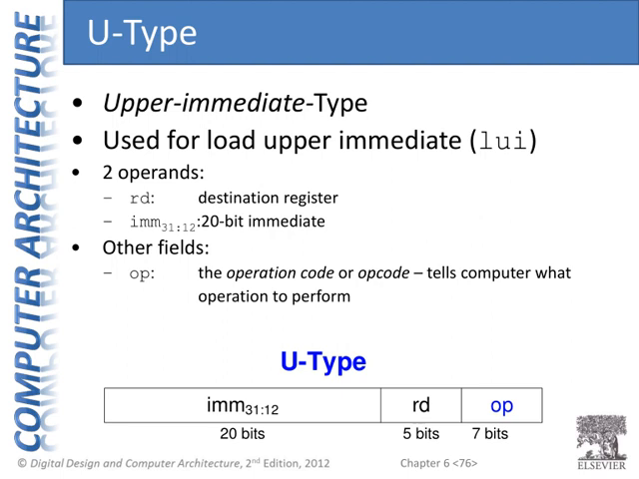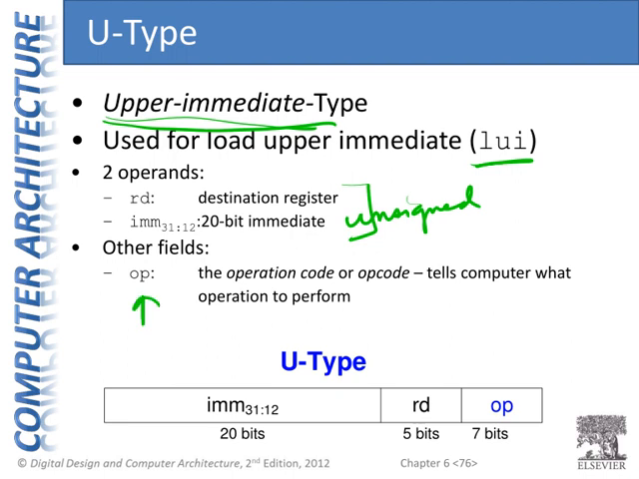Okay, so the next type of instruction, well, the next two types, which are very similar again, are the U-type and the J-type. So let's talk about the U-type. U-type is for upper immediate instructions, like the load upper immediate instruction. It has two operands, the destination register and a 20-bit immediate, and this 20-bit immediate is unsigned. And of course, it has the opcode. Simplicity favors regularity: all instructions have an opcode.